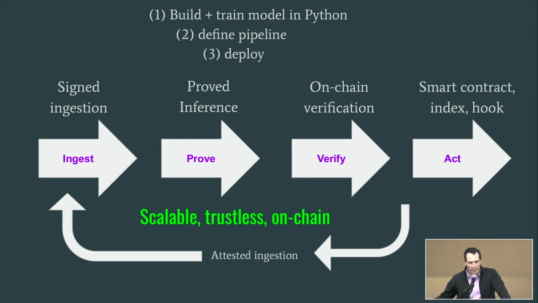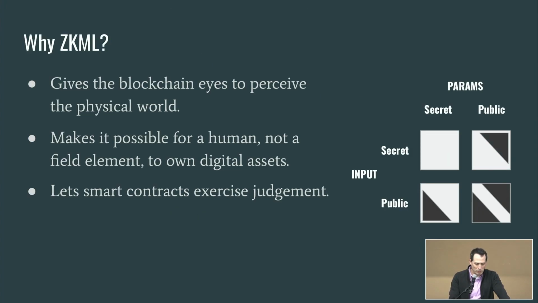Then we verify it. Because we're here at Denver, we only care about verifying on-chain, but of course, there are many other possible ways to do it. And then we have to do something, like fire off a hook, enter into the index, or let a smart contract do what we ask the smart contract to do. And again, our goal is to make that a simple process. Build your model in Python, define your pipeline, and deploy it.